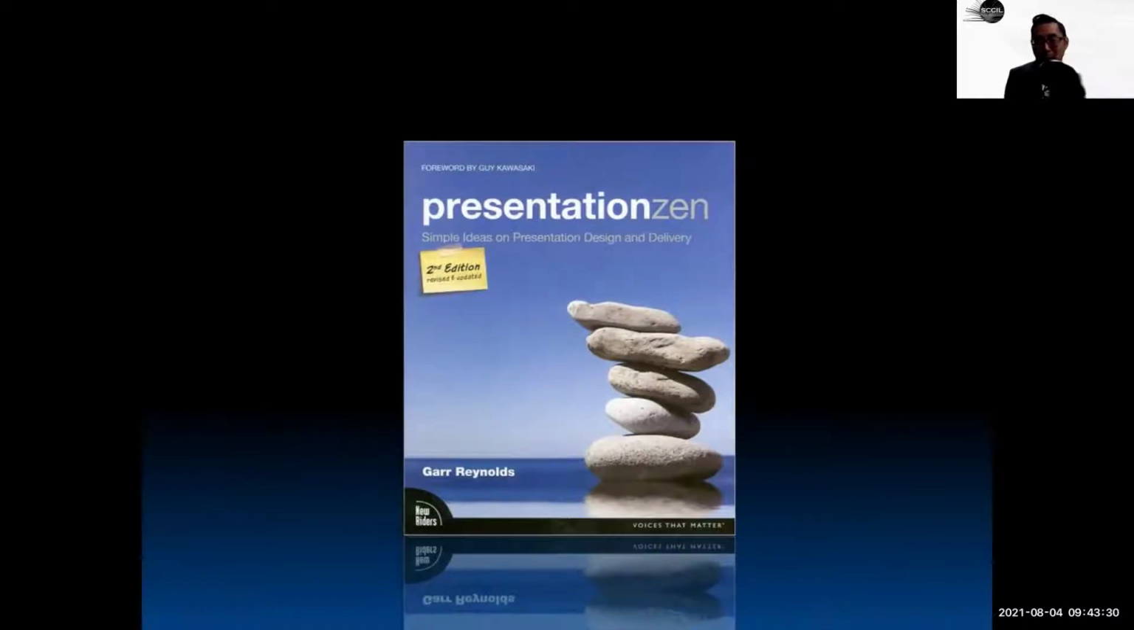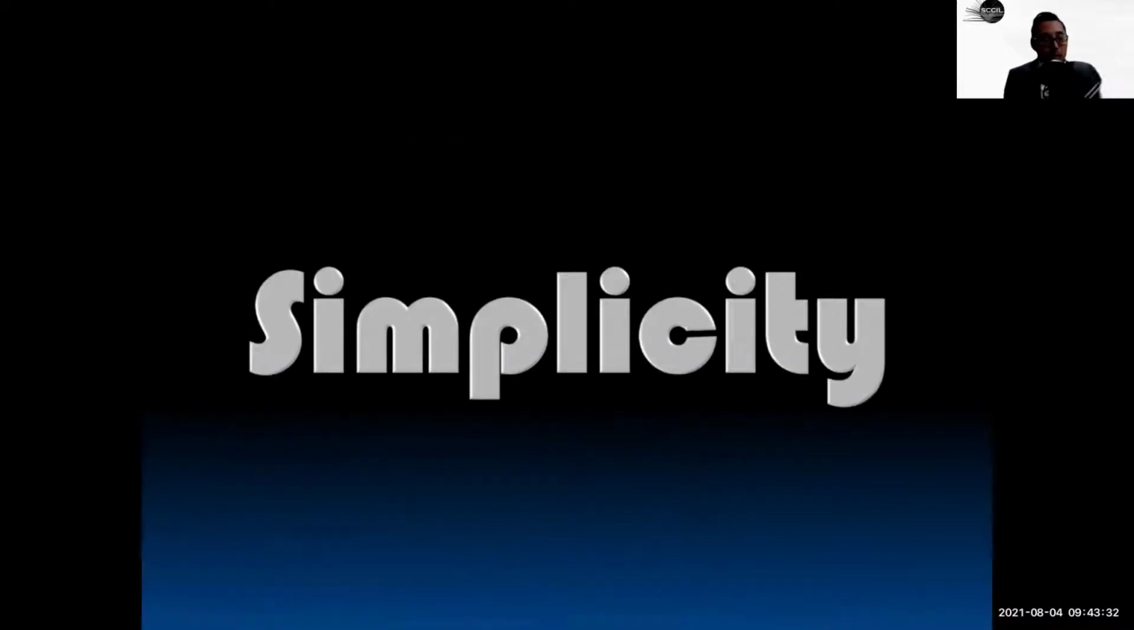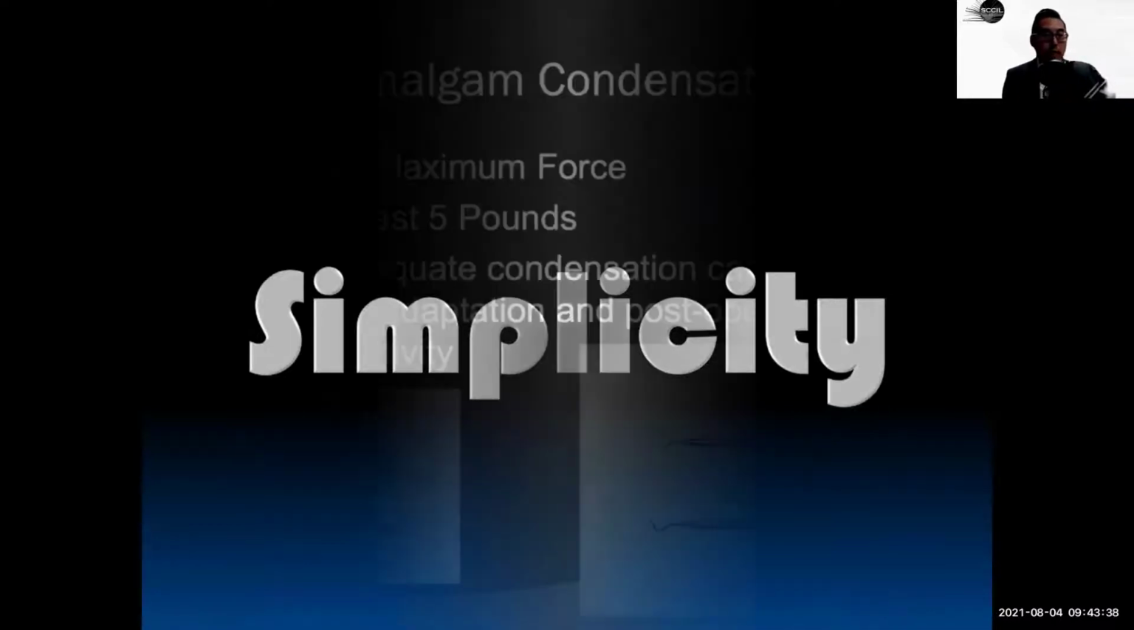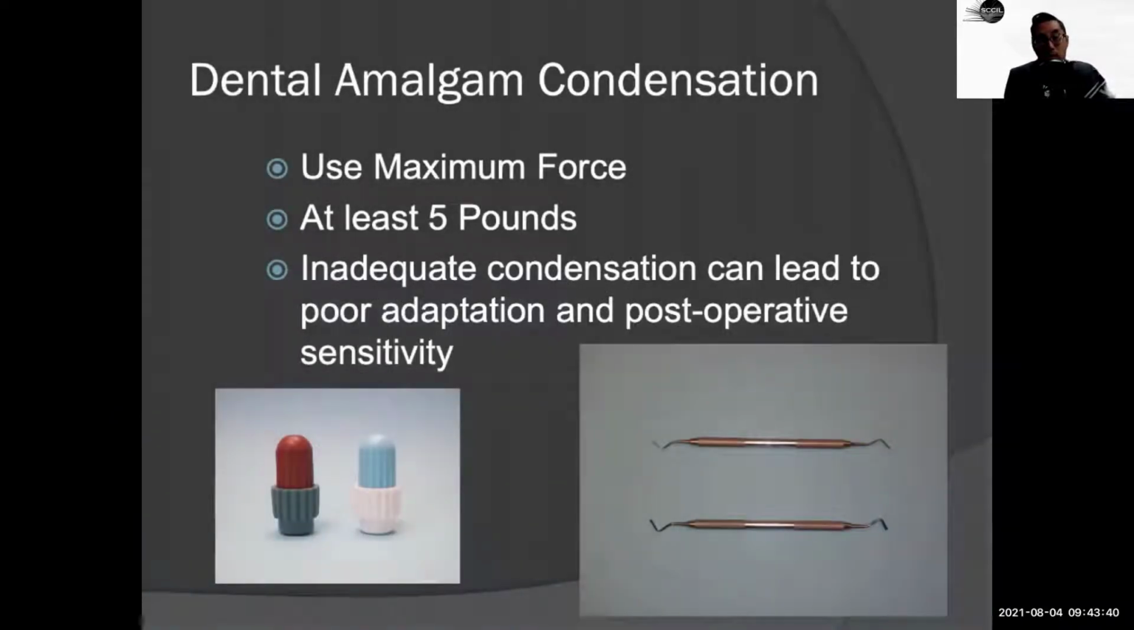So in this book, one of the main points he goes over is the idea of simplicity. Let me give an example of that. Here's a slide from the dental amalgam lecture that I've been talking about. In case you're wondering, dental amalgam is the silver fillings that dentists can use when we're fixing a cavity.